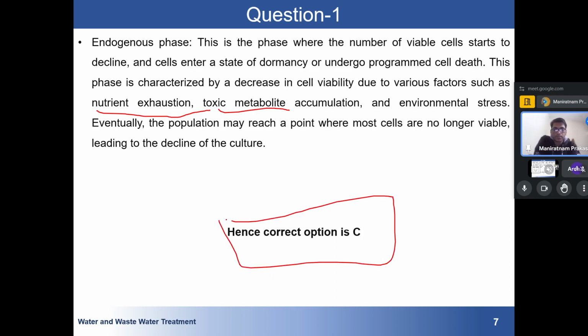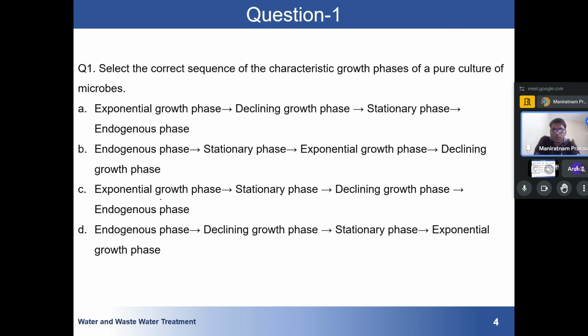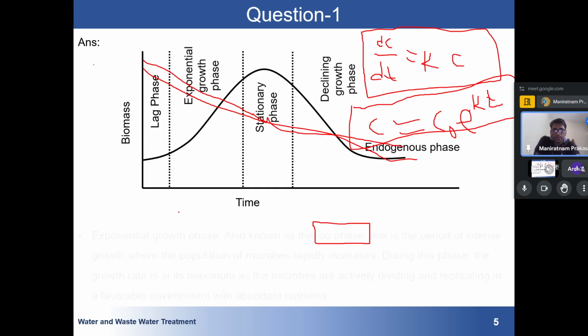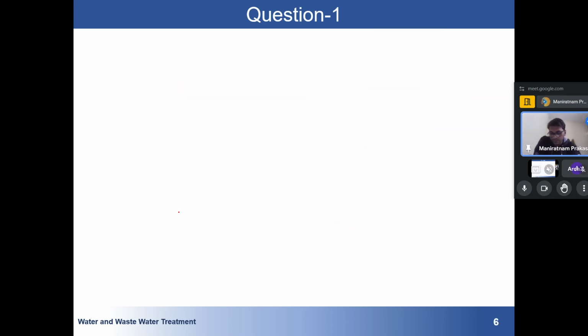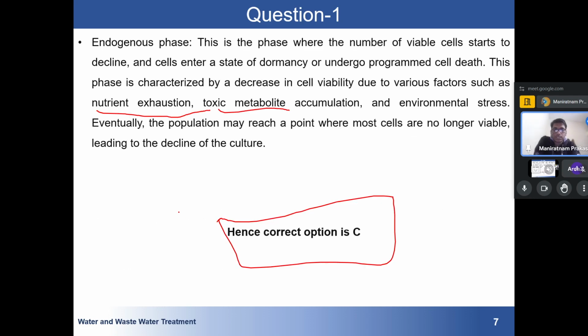If you have gone through the theory, this is the final answer, that is C. First exponential growth, then stationary phase, then declining growth phase, and then this is the endogenous phase. Okay, I hope this is clear to you. Then I will go to the second question.